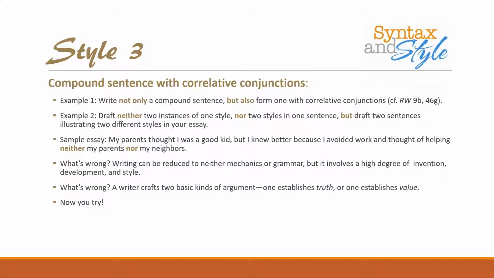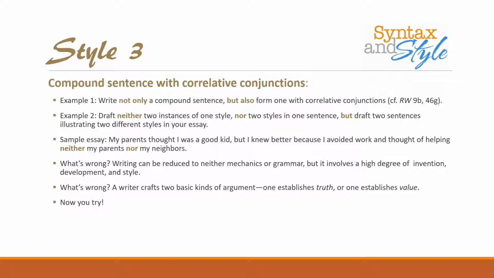How about the second bad example? A writer crafts two basic kinds of argument. One establishes truth, or one establishes value. So here there's no correlative conjunctions, but it should be written, and it would be written better like this. A writer crafts two basic kinds of argument. One either establishes truth or one establishes value. And that's a great sentence emphasizing the two basic kinds of argument.